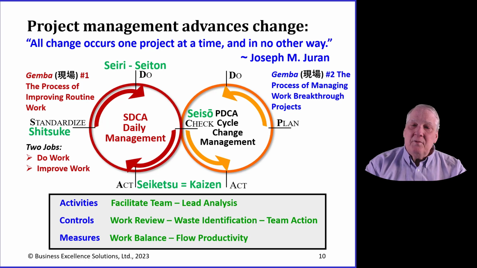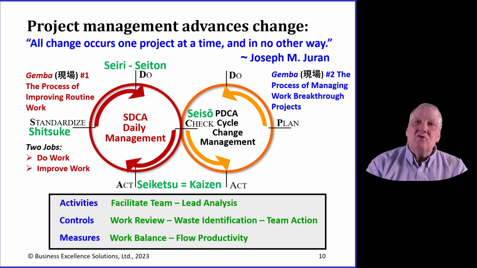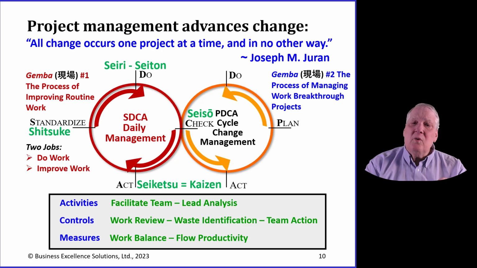So in this type of cycle here, what we're doing is we're managing the work breakthrough projects. And this is where we get into the project management process. And those PDCA processes in Lean Six Sigma, we call them DMAIC, define, measure, analyze, improve, control for problem solving, or DMADV, define, measure, analyze, design, and verify for the reconstruction or redesign of a product or a process.